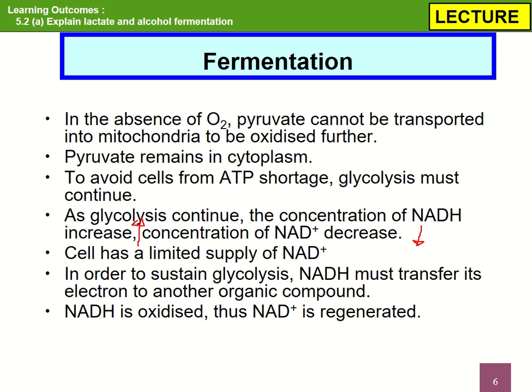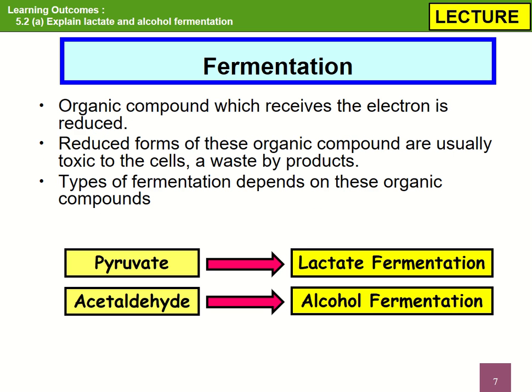Cell has a limited supply of NAD+. In order to sustain glycolysis, NADH must transfer its electron to another organic compound. In the end, NADH is oxidized, thus NAD+ is regenerated. The organic compound which receives the electron is reduced. The reduced form of this organic compound is usually toxic to the cell, a waste byproduct.